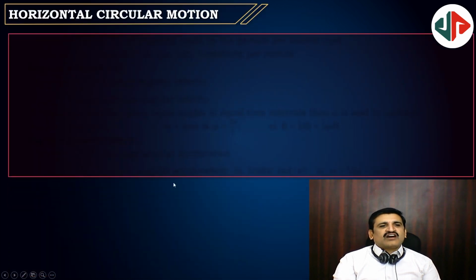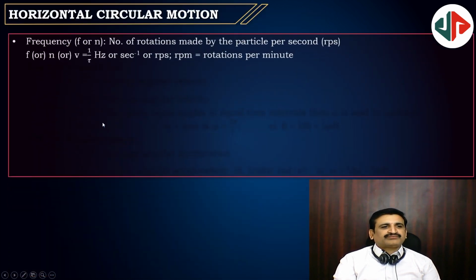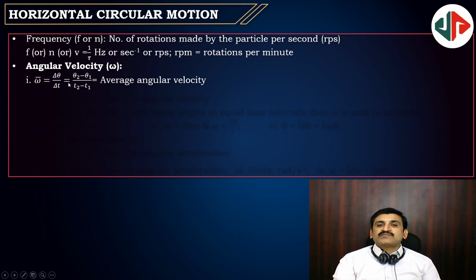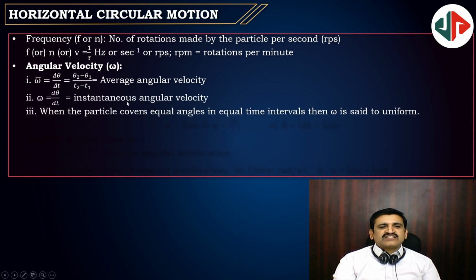Next, horizontal circular motion. Horizontal circular motion also we are discussing in this task only. Angular velocity is displacement by time. Displacement is theta, and theta by time is angular velocity. Theta 2 minus theta 1 by the time interval, so this is average angular velocity. If the time interval is small, then instantaneous angular velocity will come. And frequency is the number of revolutions made per second, right? So this is instantaneous angular velocity.